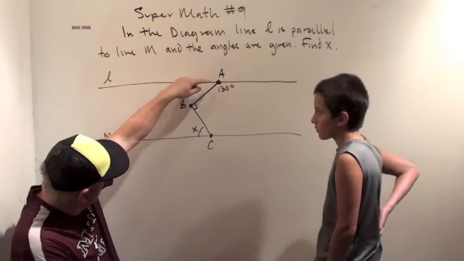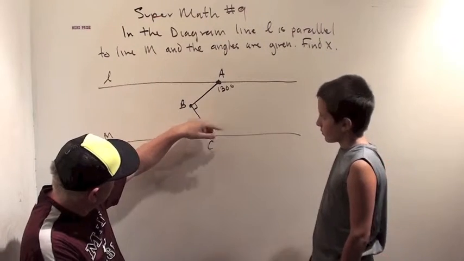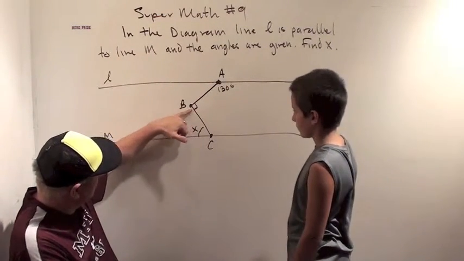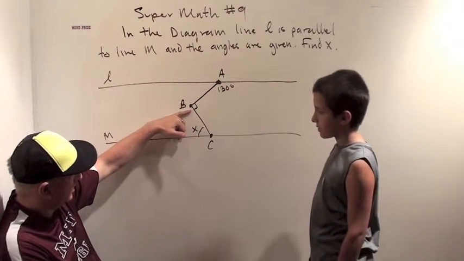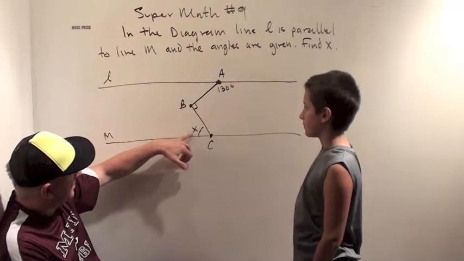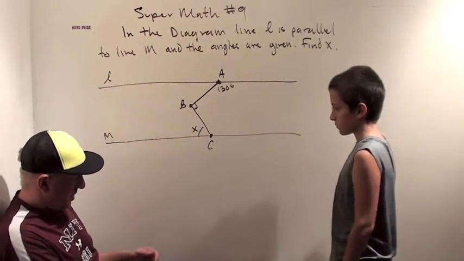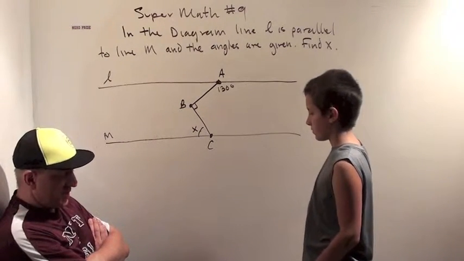So we have this interesting thing where you go from A to B, and then from B to C. You start out here with a 130-degree angle. What does this symbol mean here? That's a right angle. So what does that mean? 90 degrees. And we're asked to find the measure of this angle here, which I'm calling x. So this is actually a good challenge problem.